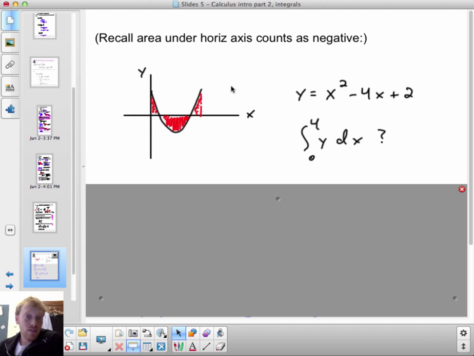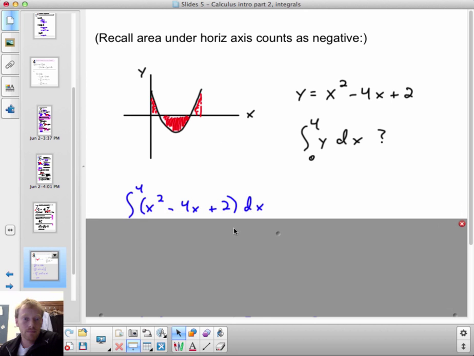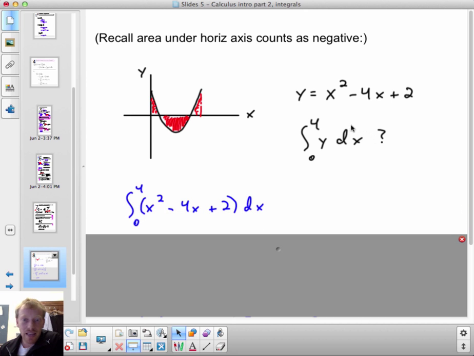Remember that the area under the horizontal axis, this area, will end up counting as negative. If this is just y as a function of x mathematically, if y equals x squared minus 4x plus 2, if that's the given of the problem, I might ask, what is the integral of this function between x equals 0 there and x equals 4 there? And again, the dx here just means the variable on the horizontal axis of this graph is x.